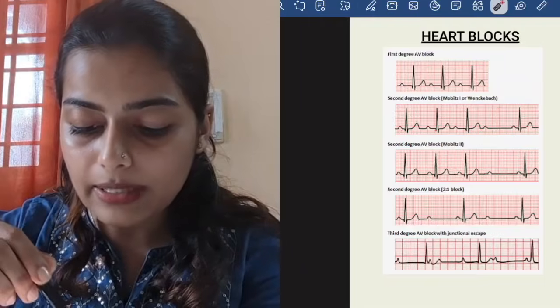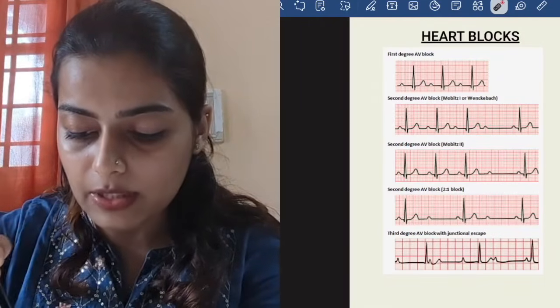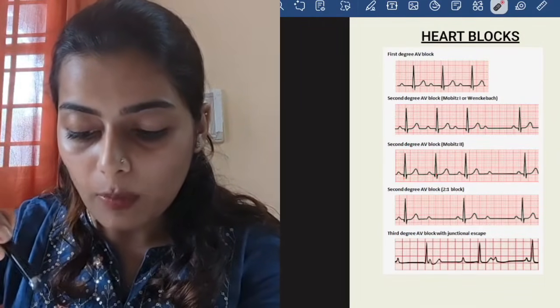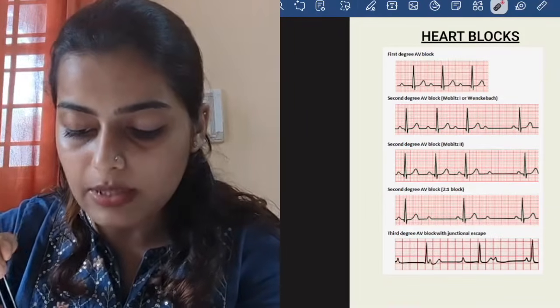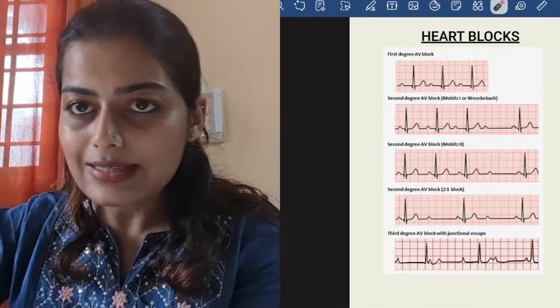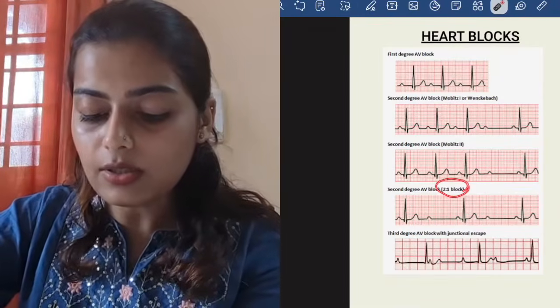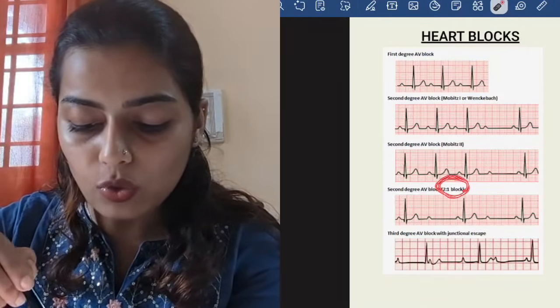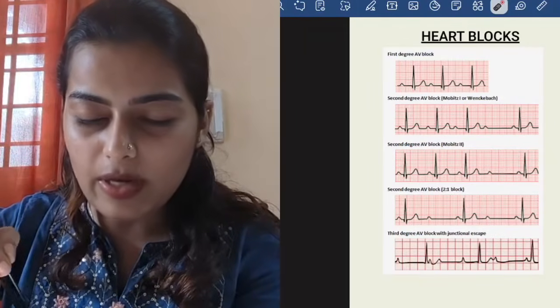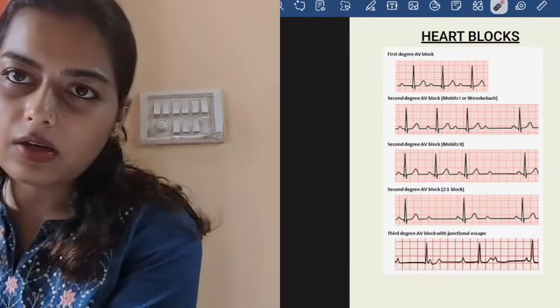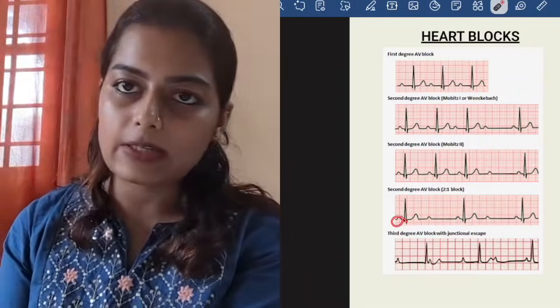Second degree AV block, Mobitz 1: the PR interval keeps on prolonging until a missed beat occurs. Second degree AV block, Mobitz 2: the PR interval is fixed, it is not prolonging, but a missed beat occurs anyway. There is a separate condition known as second degree AV block, 2:1 block. We discuss it separately from the Mobitz types.